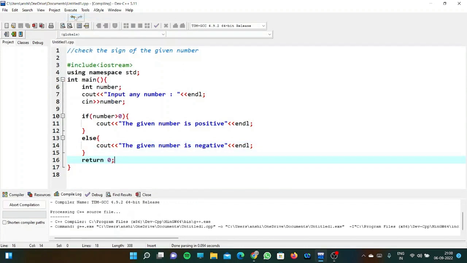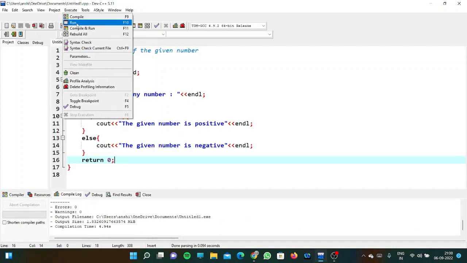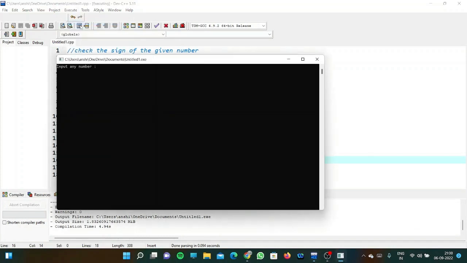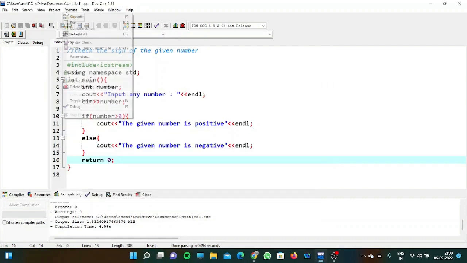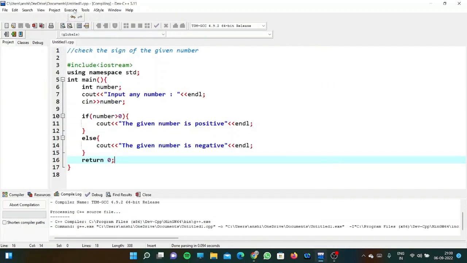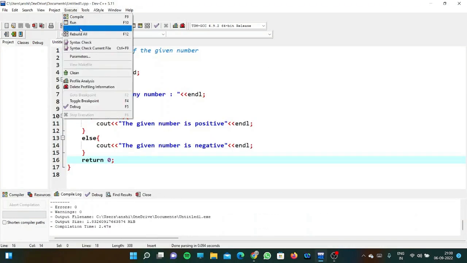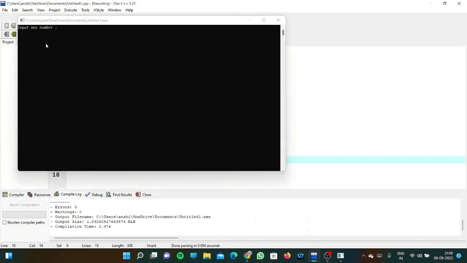Now let's compile this. And now let's run. 5, the given number is positive. Now for negative, again compile and again run. Suppose -6. Minus 6, the given number is negative.